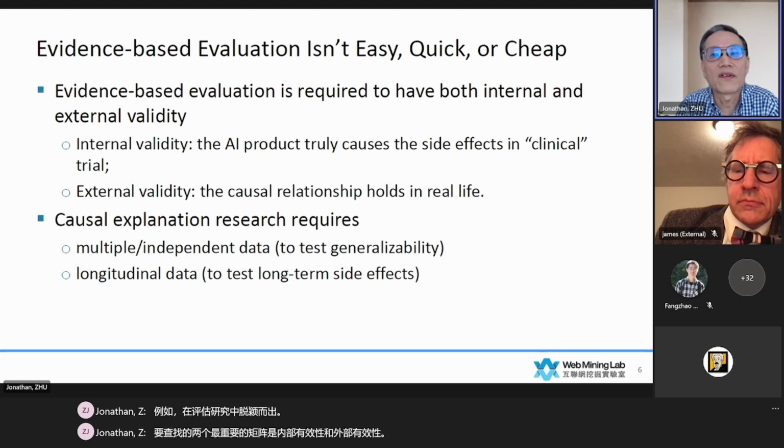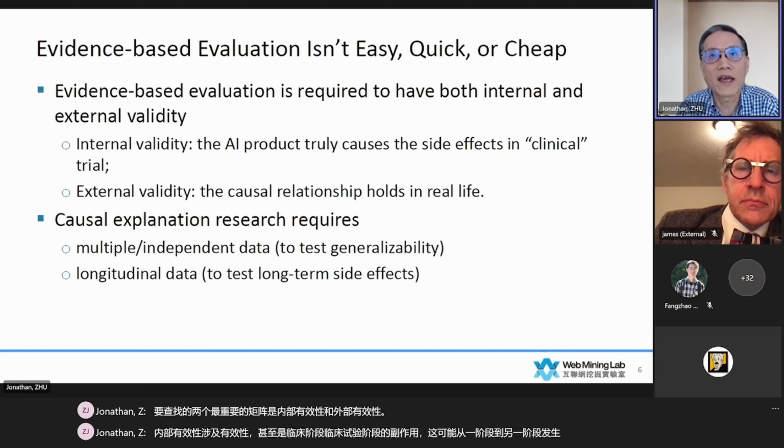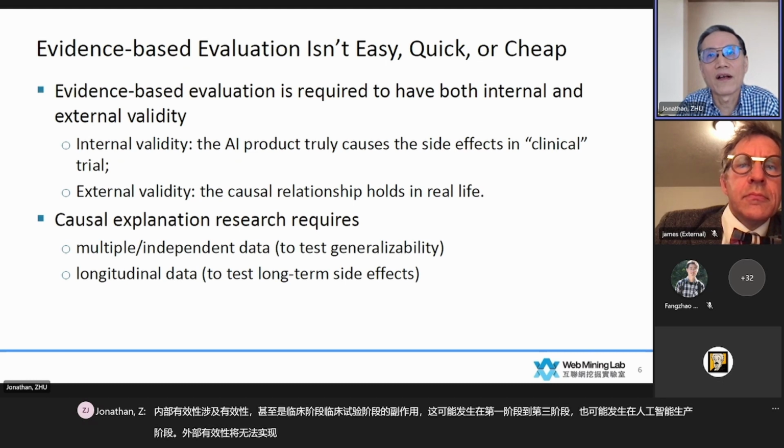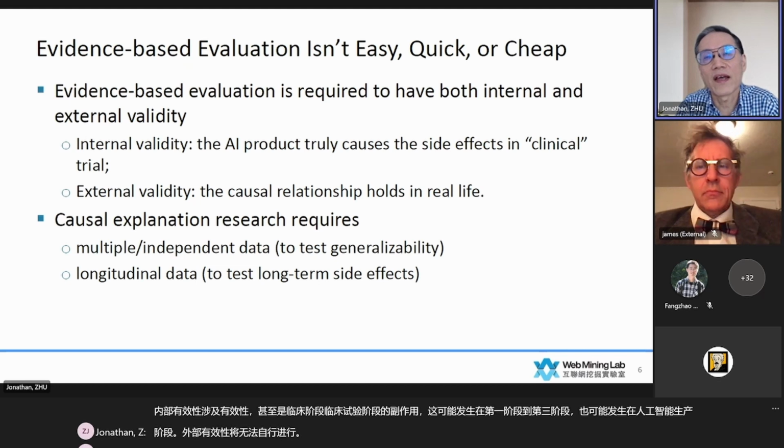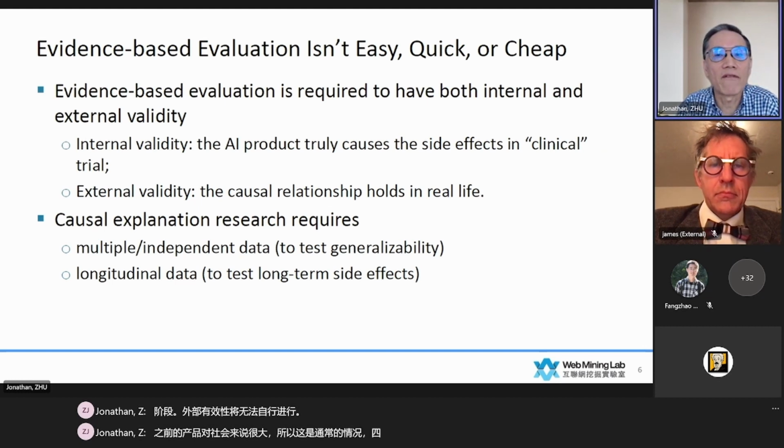Internal validity concerns the effectiveness or even the side effects during the clinical trial stage, which could happen from phase 1 to phase 3, or could happen in the AI production stage. External validity would not be able to conduct their own before the product is launched to the society, and so this is the usual case that formal evidence-based evaluation takes place.